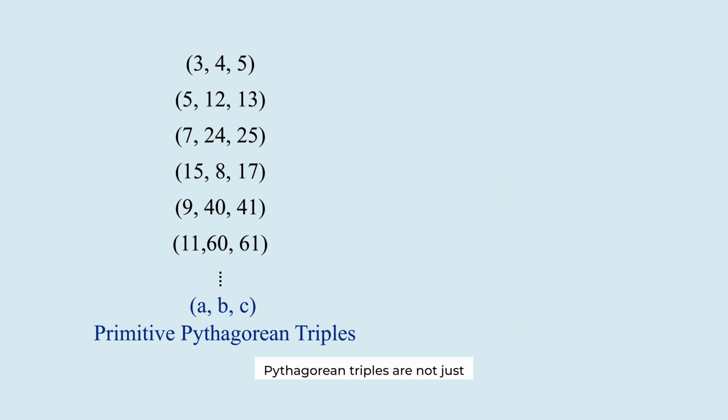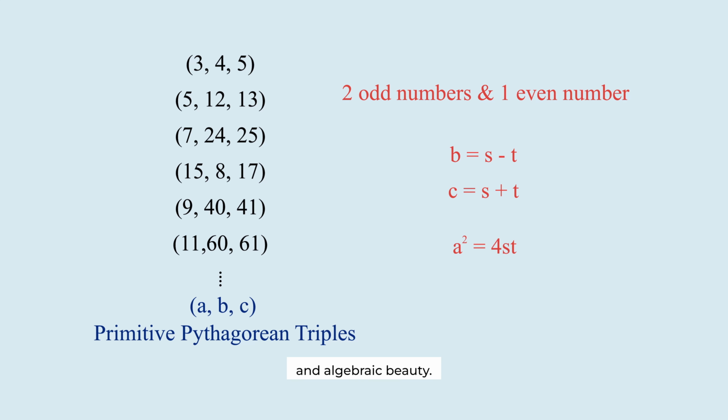Pythagorean triples are not just numerical coincidences. They hide deep structure, symmetry, and algebraic beauty.